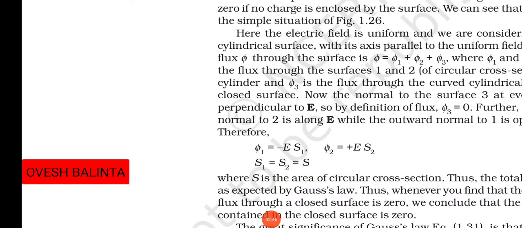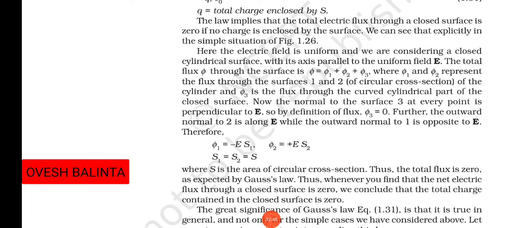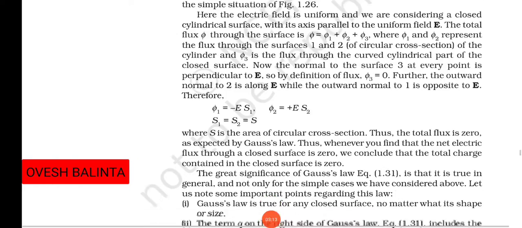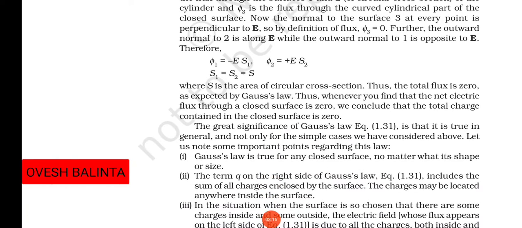Both are equal and opposite. The outward normal of 2 is along E, while the outward normal of 1 is opposite to E. So phi 1 is equal to minus E1 S1 and phi 2 is equal to plus E2 S2. Suppose S1 and S2 are both S, then our total outward flux will be 0.